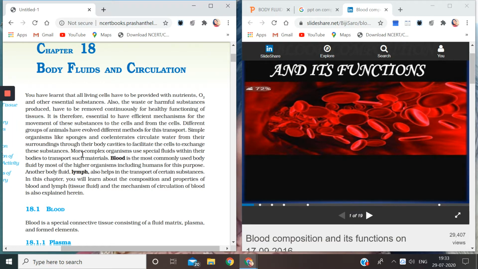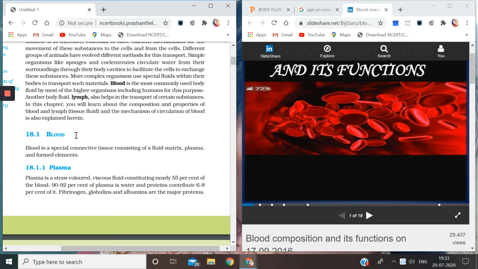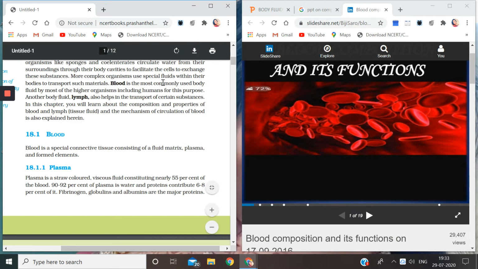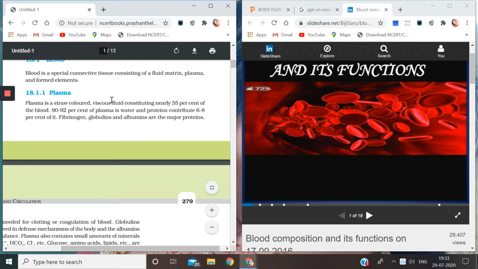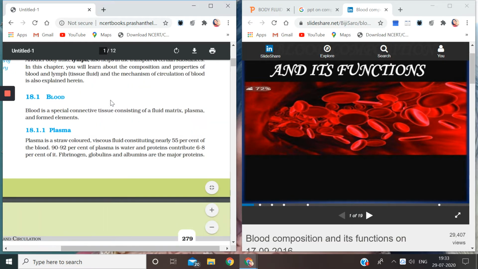Okay, so the basic thing, they have just given an introduction to various types of fluid, where they are just telling us that there are two types, mainly two types of fluid. One is blood and the other one is the lymph. So let's start with the blood part. We have to start with the blood.